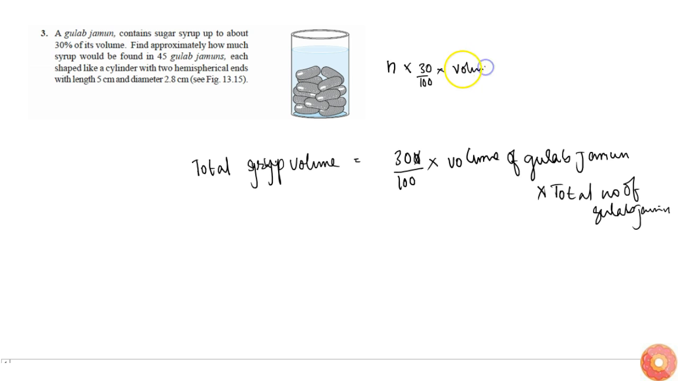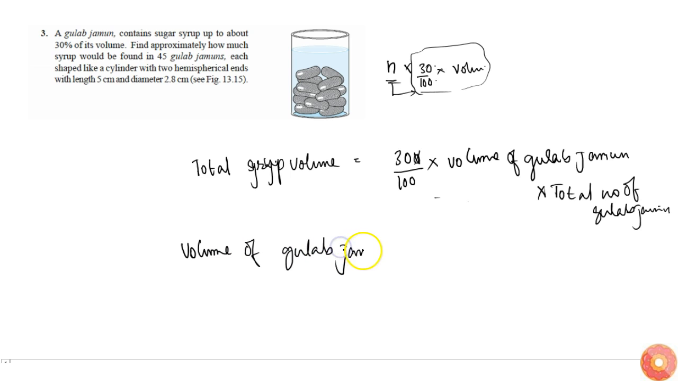This much volume, I mean 30% of the volume, is the sugar syrup contained in one gulab jamun. If there are n such, I'll multiply with n. So that's why I wrote it like this. First we need to find the volume of gulab jamun.